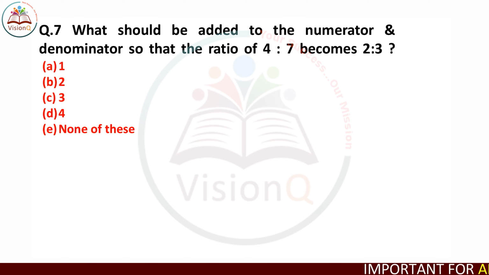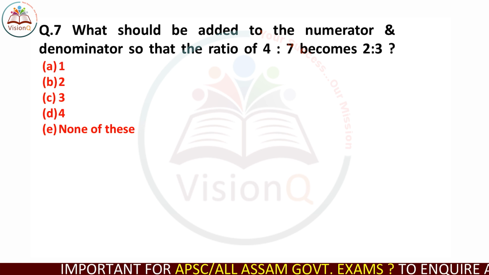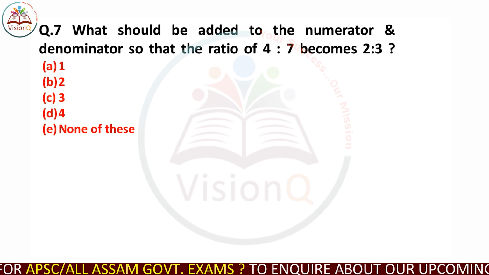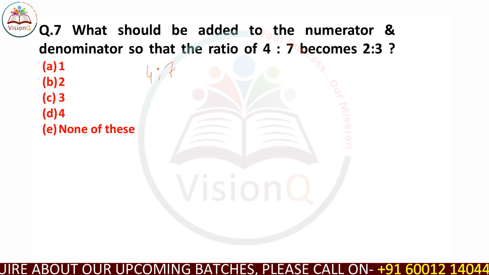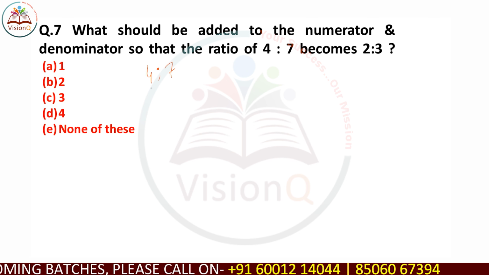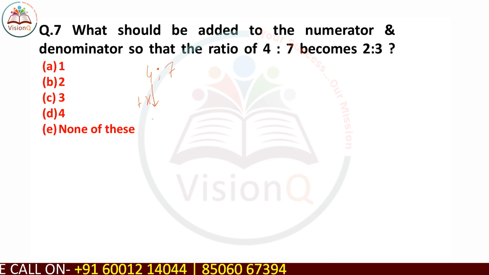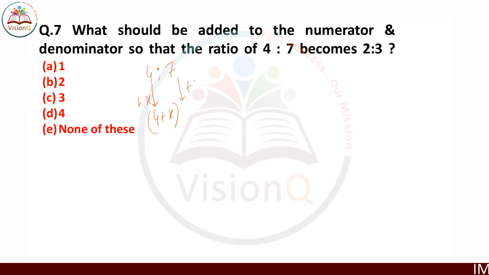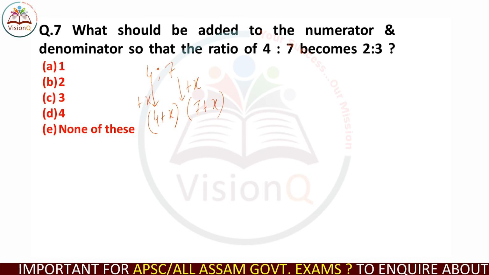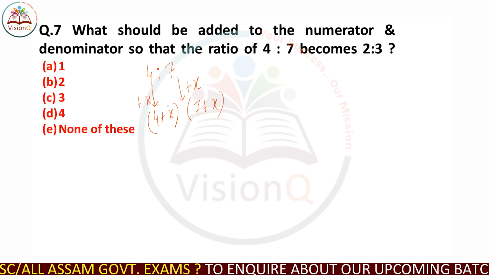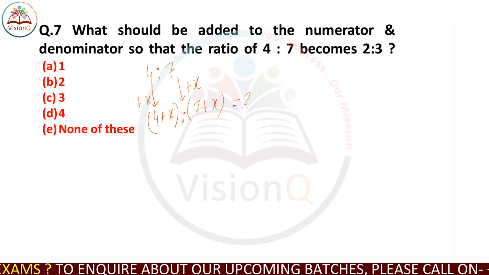Next we'll discuss question number 7, a question on the topic of ratio. What should be added to the numerator and denominator so that the ratio 4:7 becomes 2:3? What number should be added to both the terms of 4:7? Let the number added be x. If I add x to this 4, the first term becomes 4 plus x. And if I add the same number x to the second term, 7, the second term becomes 7 plus x. Now if I add x to both the numerator and the denominator of this fraction, the resultant ratio is equal to 2:3.